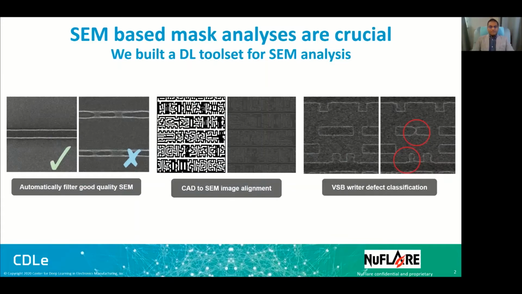We built 3 tools in the deep learning toolset for SEM analysis. The first one is automatically filter good quality SEM image alignment for CAD to SEM, and defect classification for VSP mask writer.